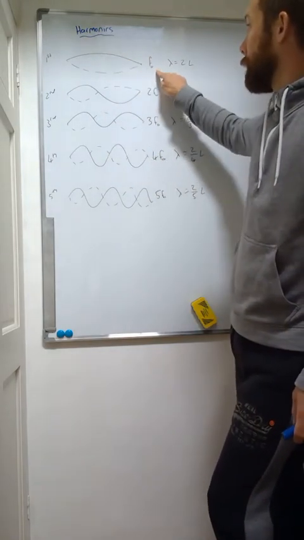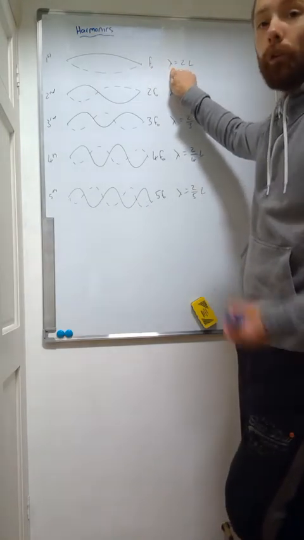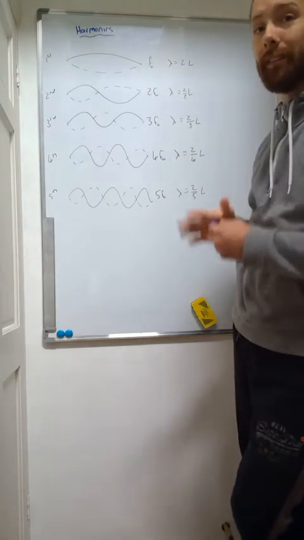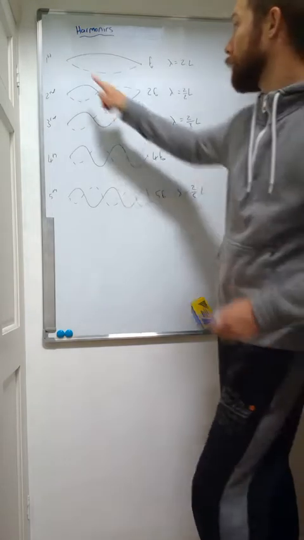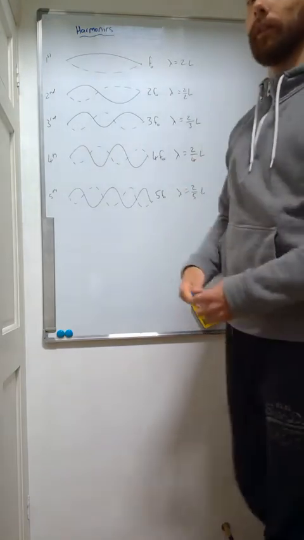And with the first harmonic, we have a fundamental frequency, F0 we can call it. And we know that the wavelength is equal to twice the length of this string. So if this was the length across here, you would need to do twice that length to get the wavelength.